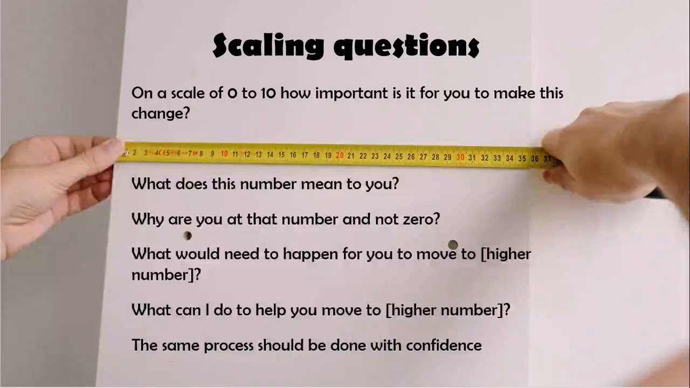So scaling questions are used to explore someone's perception of change, and they can be quite helpful. You do need to ask people's permission to do scaling, but it can be quite helpful to get into a conversation about where people are at in terms of those three elements of motivation we talked about earlier: importance, confidence and readiness. So asking, on a scale of 0 to 10, how important is it for you to make this change? What does this number mean to you? Why are you at that number and not 0? What would need to happen for you to move to a higher number? What can I do to help you move to a higher number?